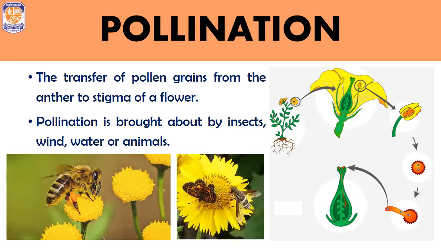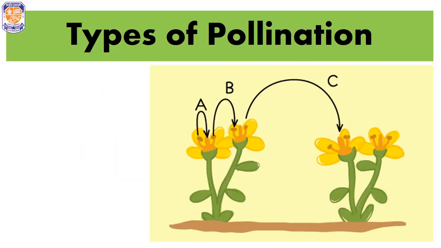Here in these two pictures you can see the various insects that are helping in pollination. Unknowingly they are being covered with this yellow powdery substance, which is the pollen grain, and whenever they go and sit around the stigma, they transfer it from their body to the stigma.